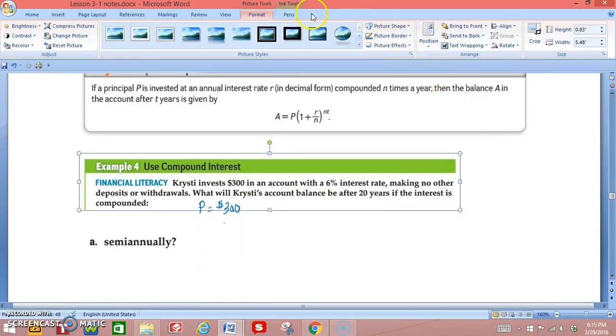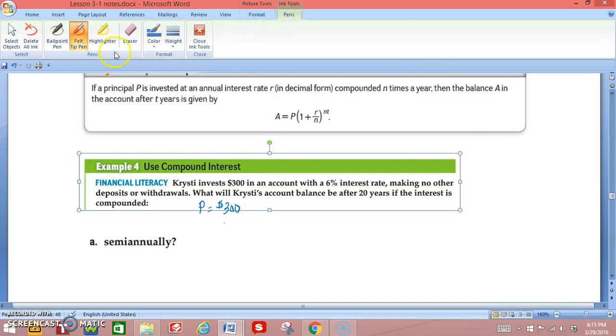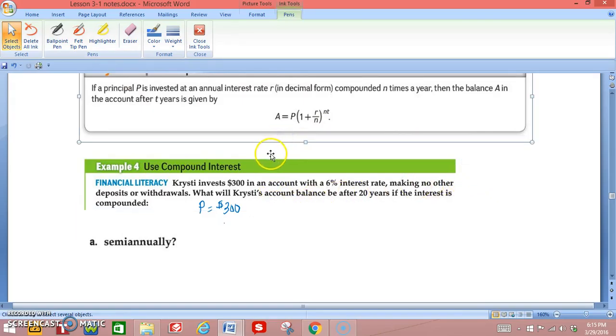Okay, hold on just a minute. I don't know why that is there. Okay, well, that gets it off of that.